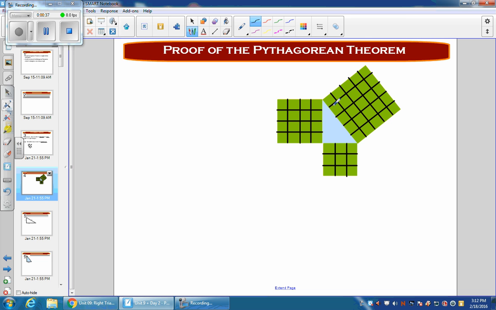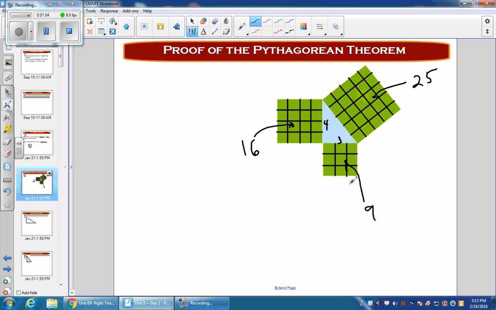Now, in a right triangle, if I make a square connected to each side, and you count up, this would be a side length of 3 and a side length of 4. And if you count up all these squares, you would add to 9. If you added up all these squares, you'd get to 16. And you add all these squares, you'd get to 25. And that works with any right triangle.